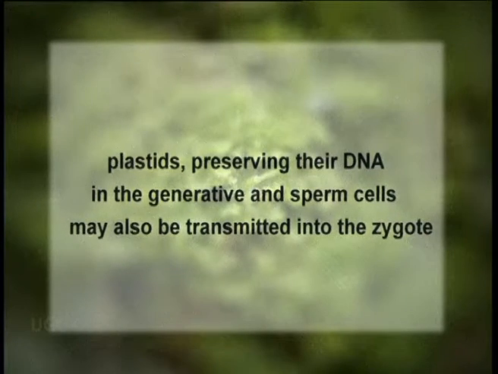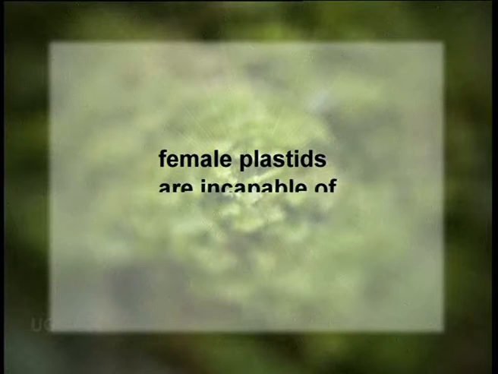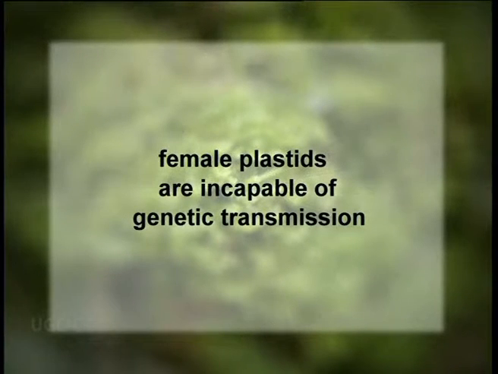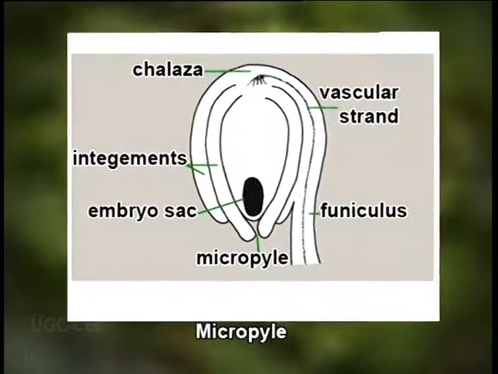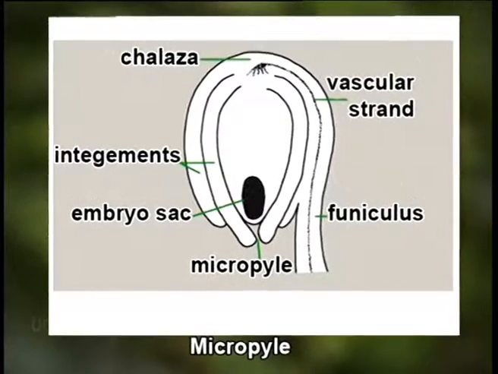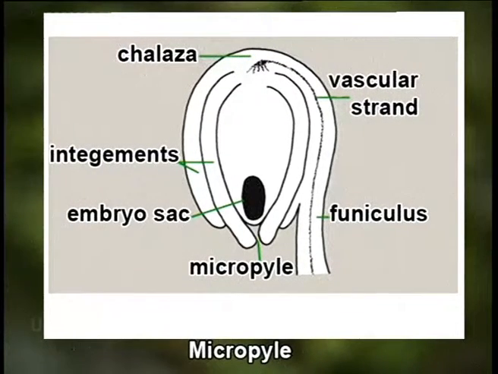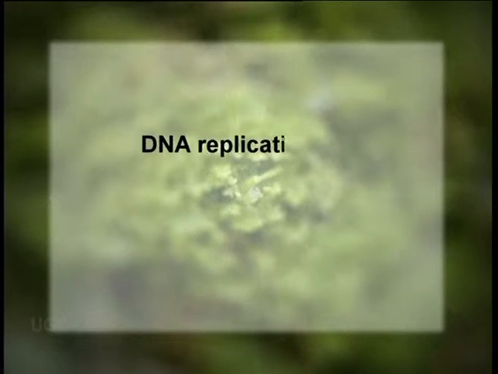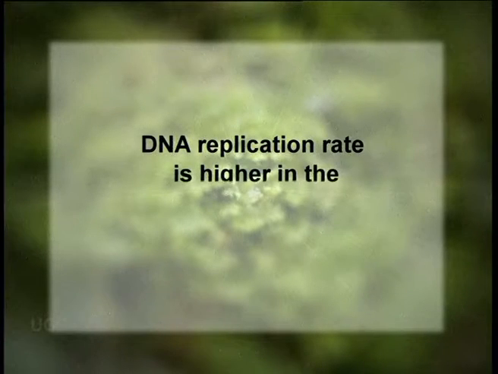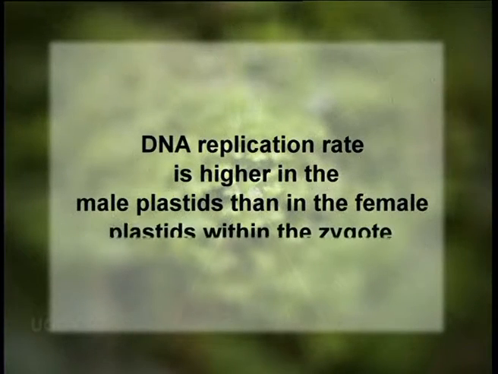On the other hand, the female plastids are incapable of genetic transmission. This mechanism is concerned with the fact that the egg is highly vacuolated, in which most plastids are positioned in the micropylar end. In addition, the DNA replication rate is higher in the male plastids than in the female plastids within the zygote. The cytoplasmically inherited traits are identified by the following facts.